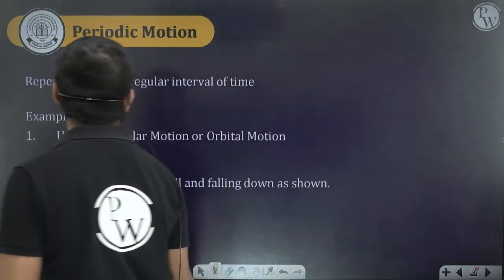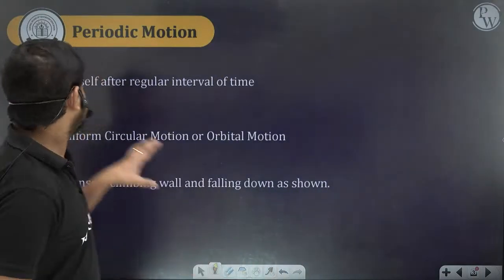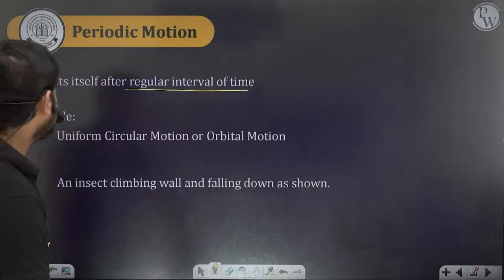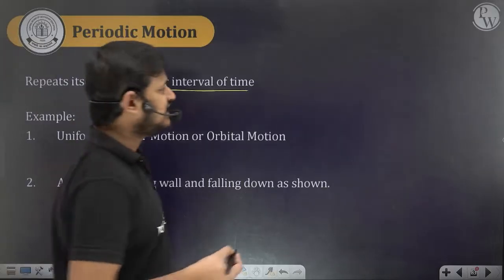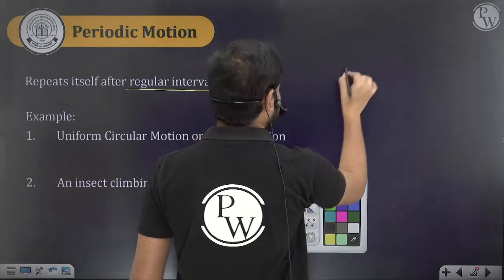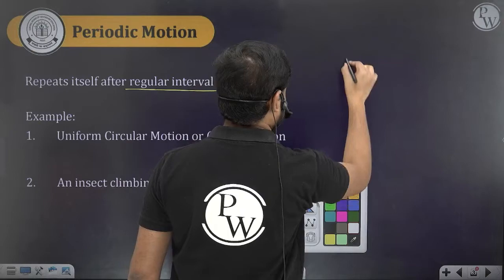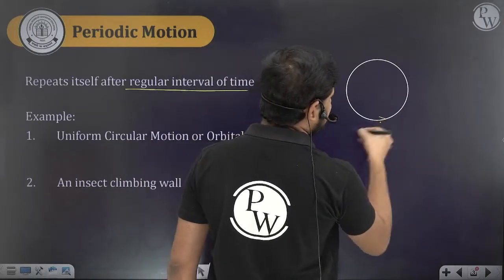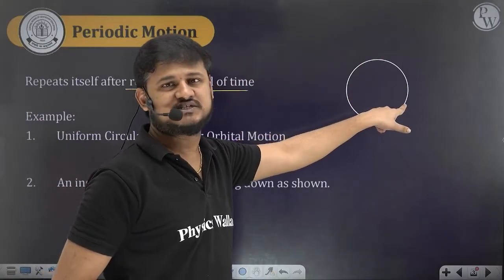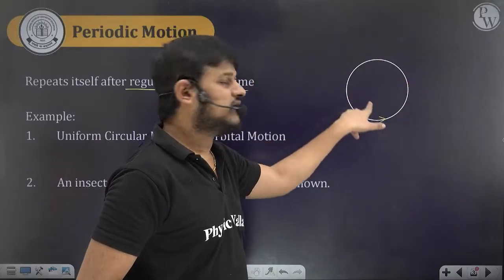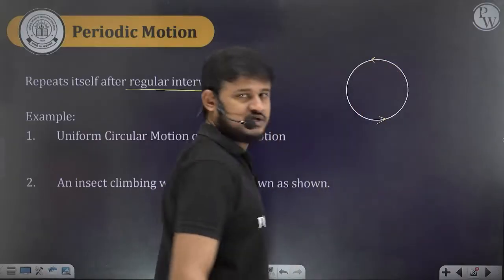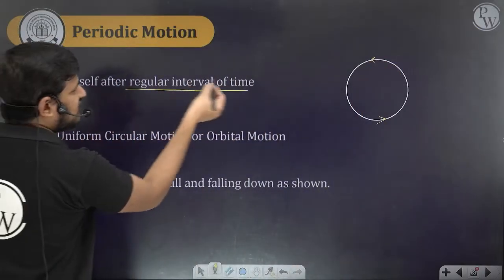So what is periodic motion? Anything which repeats itself after a regular interval of time is called periodic motion. Okay. In uniform circular motion we have studied, right? Let's say the body repeats itself after a particular interval of time. Consider the object has started here, making uniform circular motion. It started from here and again comes back to the same place after a certain interval of time. Again it starts from here, again comes back to the same place after a certain interval of time. So this is called periodic motion, which repeats itself after a regular interval of time.